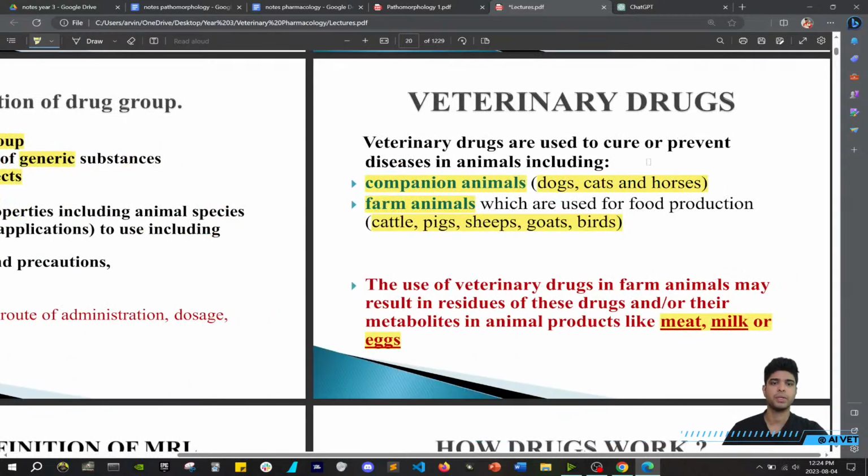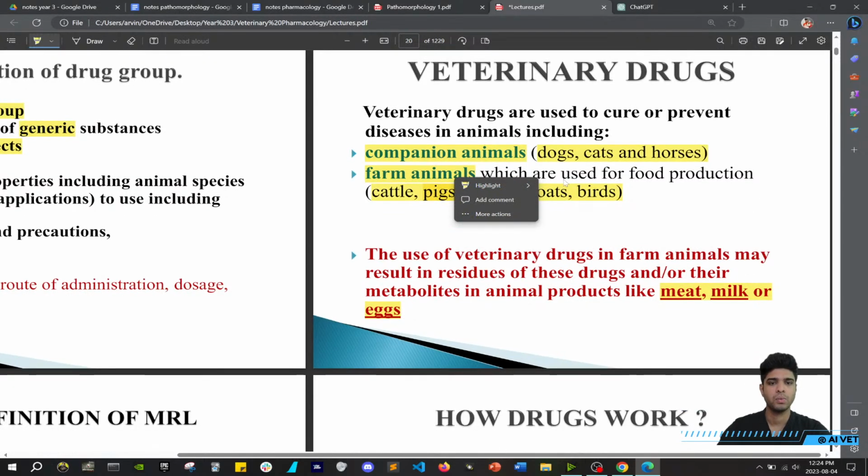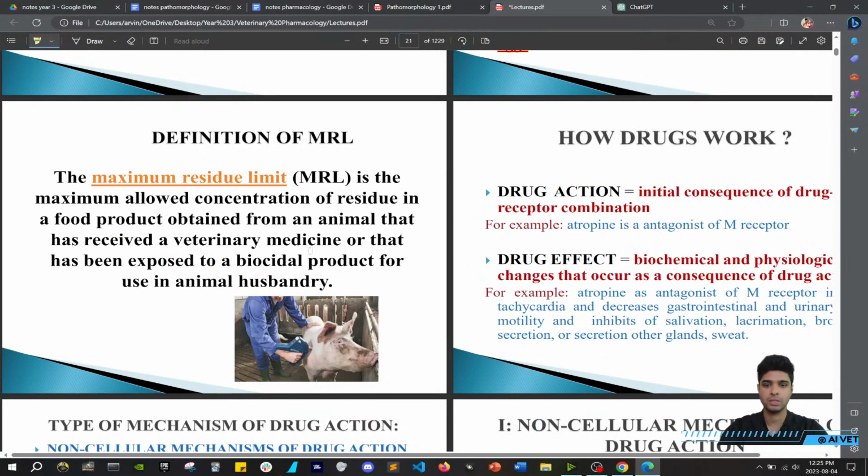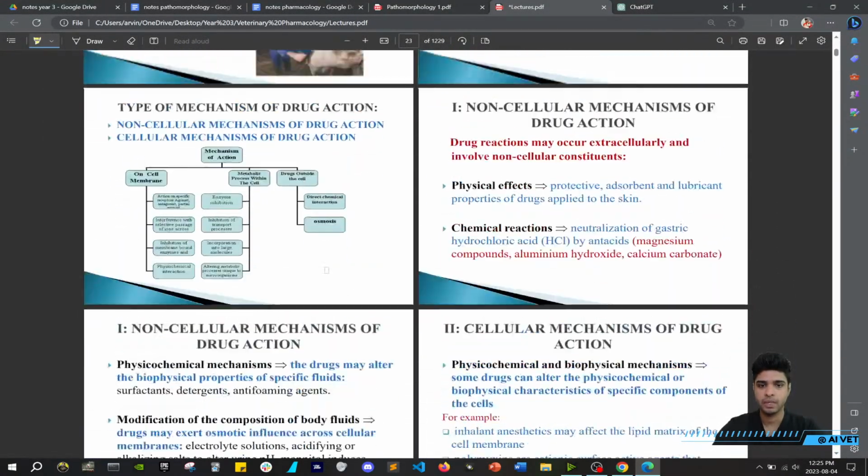Veterinary drugs are used to cure or prevent diseases in animals, including companion animals and farm animals, which are used for food production, cattle. The use of veterinary drugs in farm animals may result in residues. This one also is quite important. These drugs can end up in the products that they produce, like meat, milk, or eggs. Okay, so this is all the new stuff for now. Let's go.